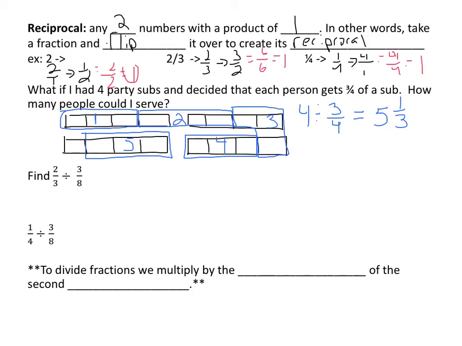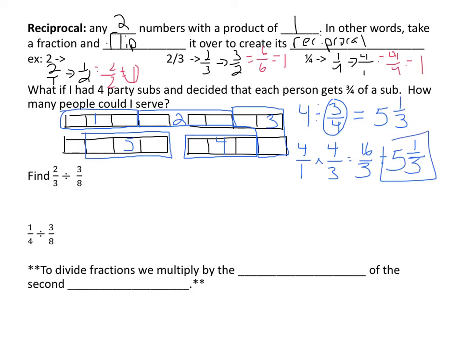Okay. We don't want to have to draw a picture every time. So if you look at it as 4 over 1, if I was going to multiply it by the reciprocal of our second fraction, which is 4 over 3, I would end up with 16/3. 3 goes into 16 5 times with 1 left over. So we get 5 and 1/3.